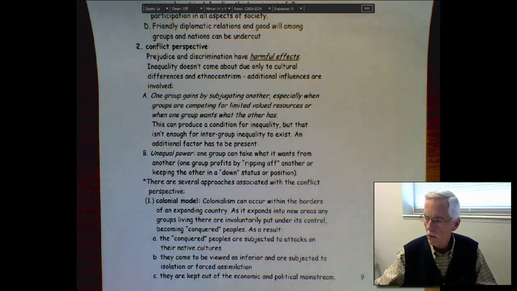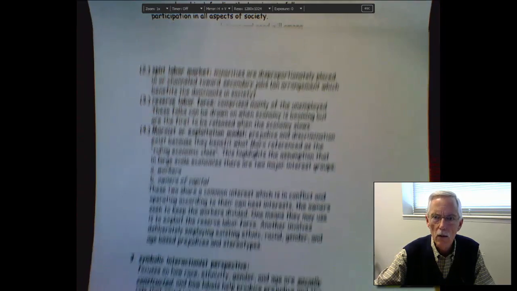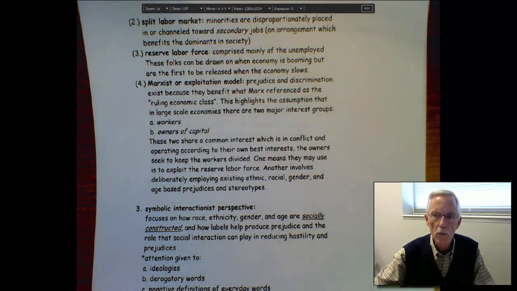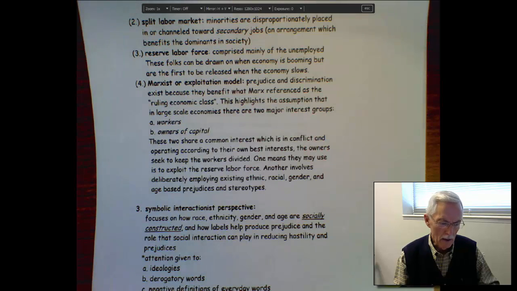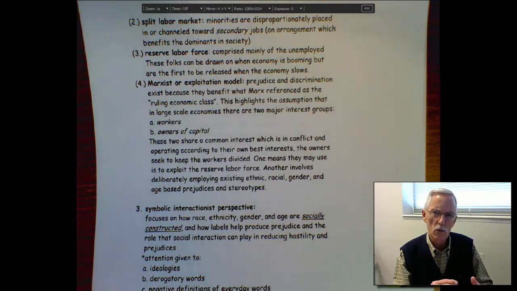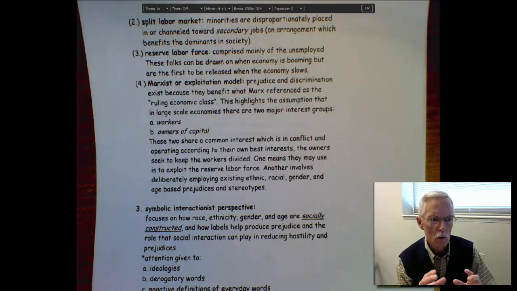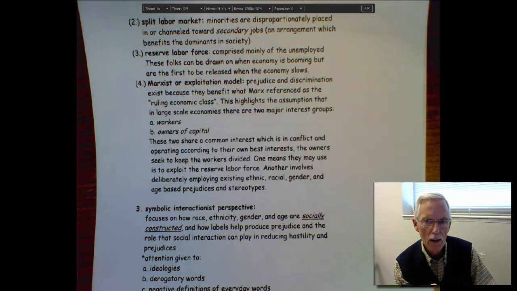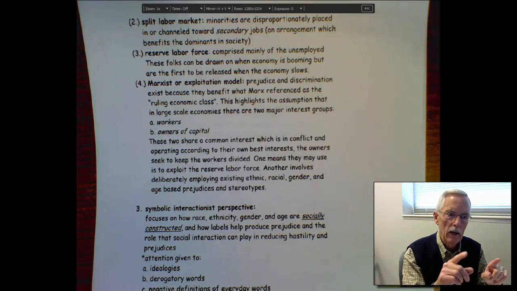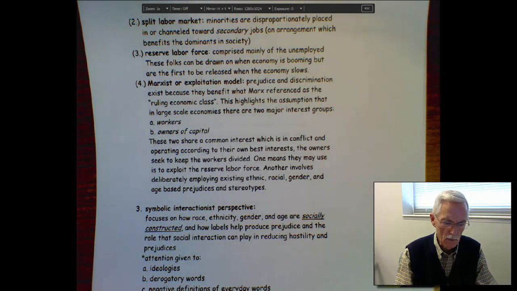Now, Marx approached this from a somewhat different angle. Take a look at page 10 in your study guide. I've given you some information there in a brief form about the so-called Marxist or exploitation model of discrimination and prejudice. Marx himself saw prejudice and discrimination literally built into the capitalistic economy because he saw 2 categories competing for the same thing: workers and owners. Okay, what were they after? Money. And this puts them in a competitive situation, generating a lot of conflict.